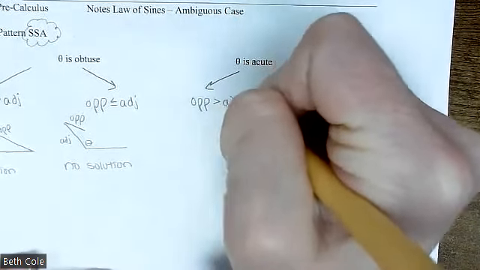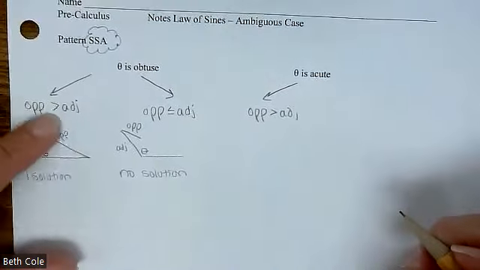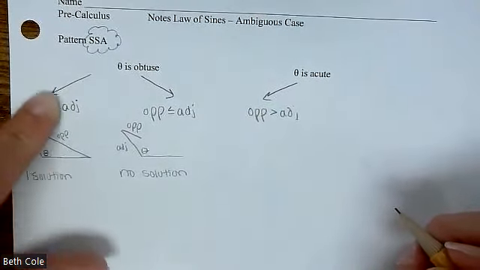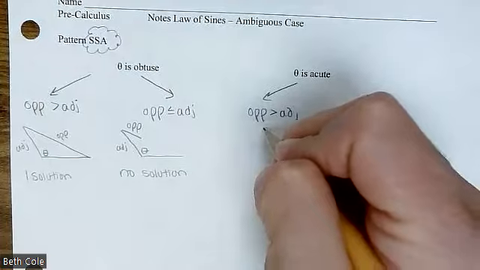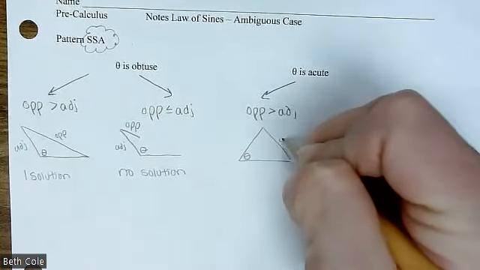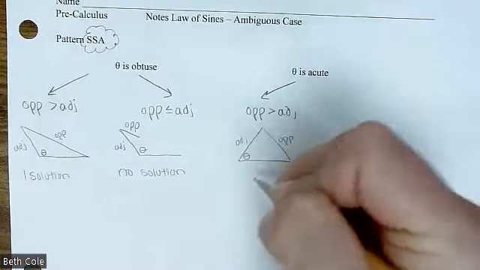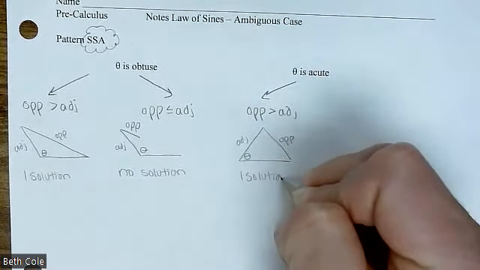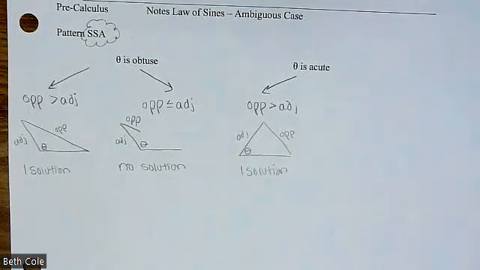Opposite, bigger than adjacent. Hey, that's the exact same way this one started out. See how it's the same? It's going to be the exact same thing. Your opposite side is bigger than the adjacent side. You're going to get an answer. Just do the problem. You are good to go. Just answer the question.